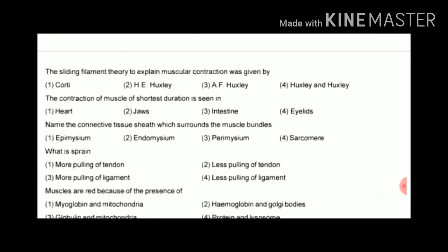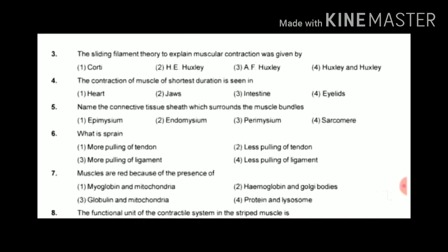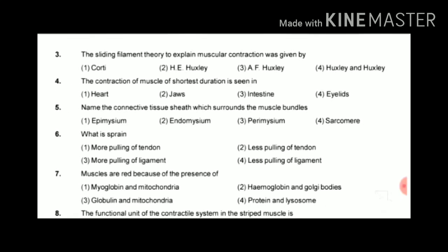Next is question number 3. The sliding filament theory to explain the muscular contraction was given by number 1, Corti, number 2, H. E. Huxley, number 3, A. F. Huxley, and number 4, Huxley and Huxley. And the answer is option number 4, Huxley and Huxley. Both H. E. and A. F. Huxley explained the sliding filament theory in 1954. This theory is basically proposed to explain the process of muscle contraction.